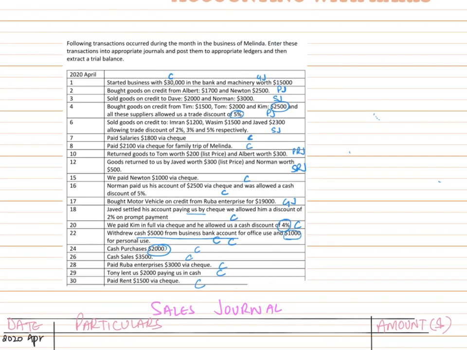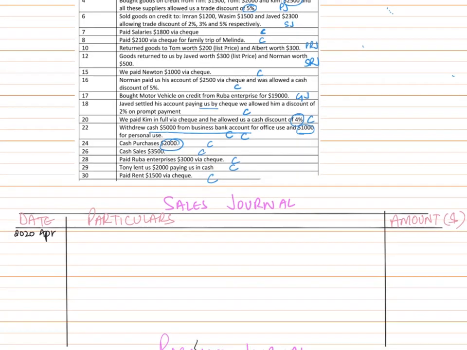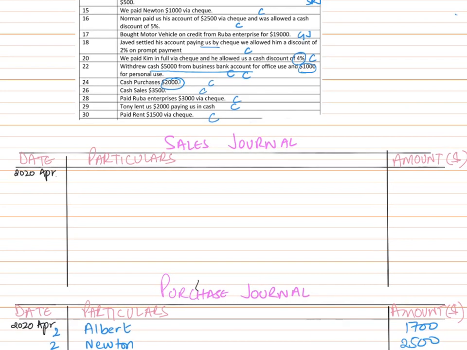Now if you read our transaction on 3rd, we sold goods on credit to Dave and Norman, so we'll record this in the sales journal on 3rd. So you can clearly write 3rd and 3rd over here, Dave and Norman, 2,000 and 3,000.